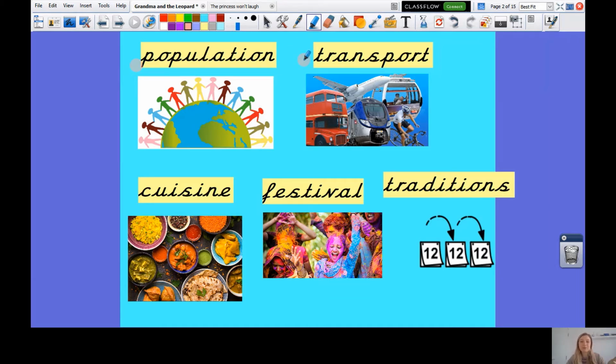Okay, our 5 new words are population, transport, cuisine, festival, traditions. Let's go through what they mean.